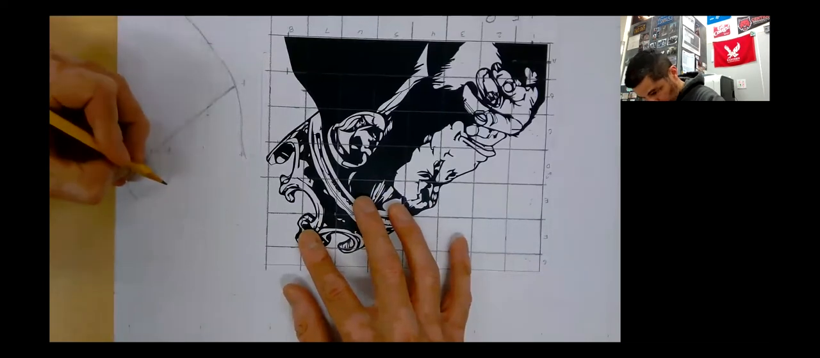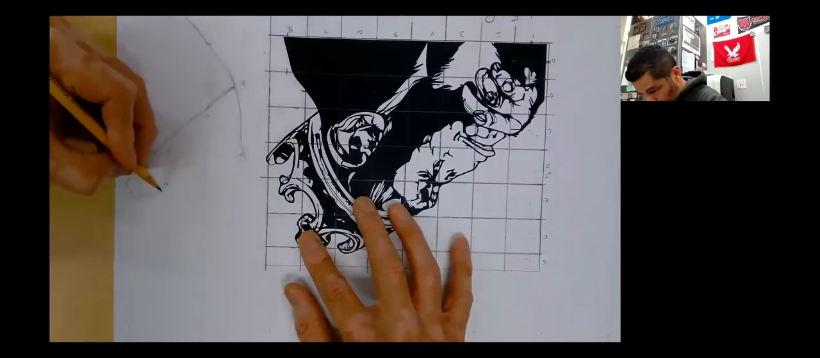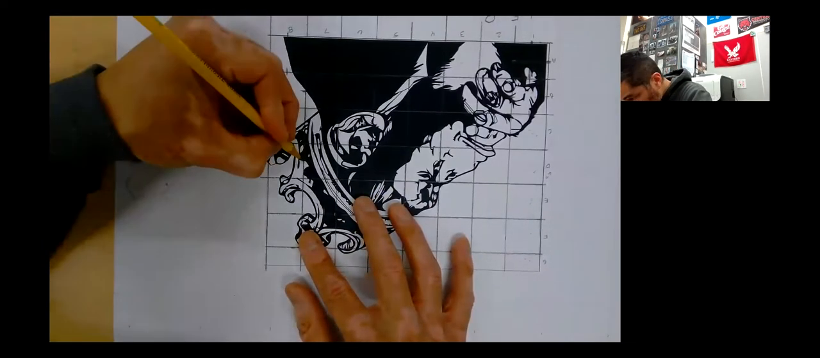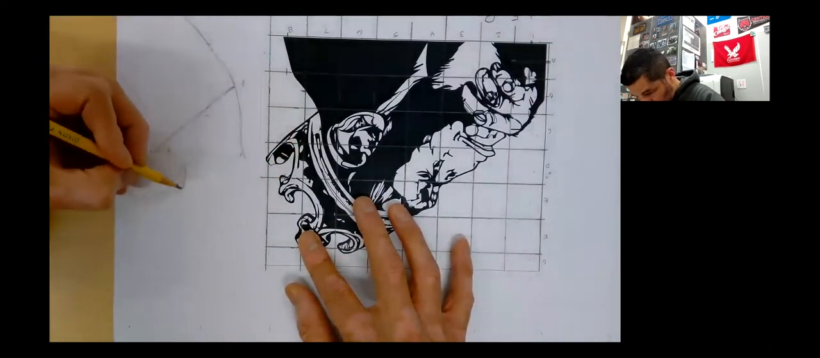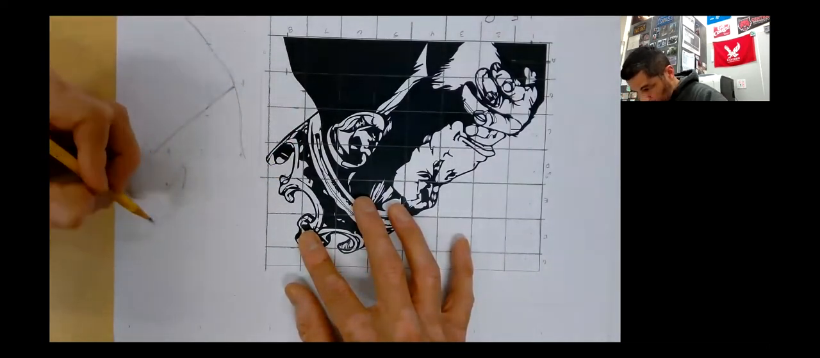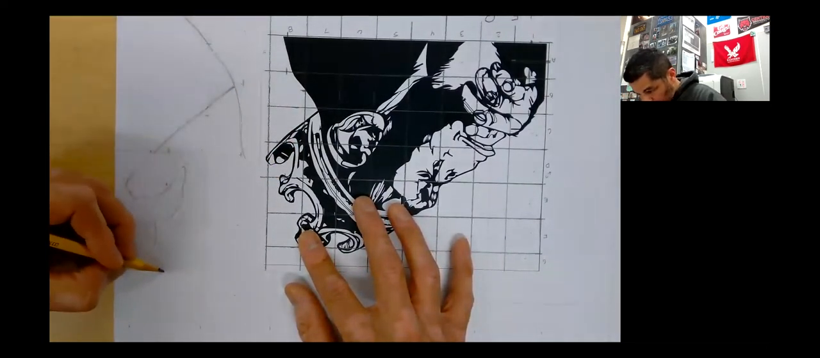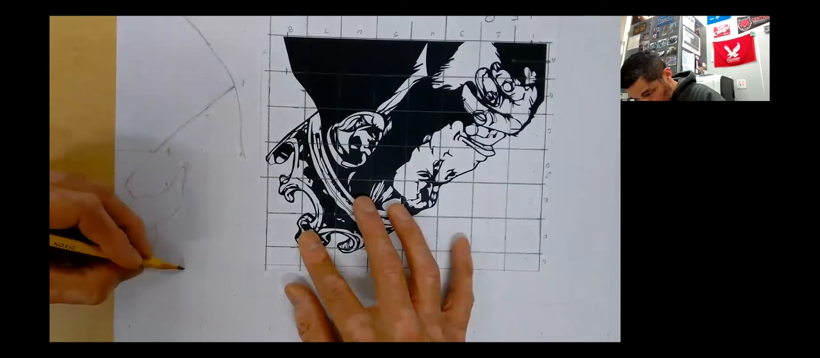So get started. Start with the easy ones. Hop around. Try different ones. Don't get stuck on one. Just move around. Try other squares if one is too difficult. You'll see that the more you do it, the more you adapt, and the more you learn how to do this successfully.